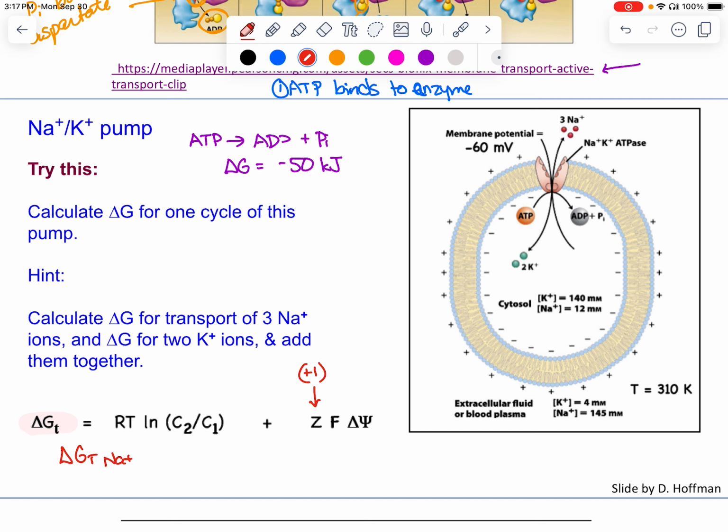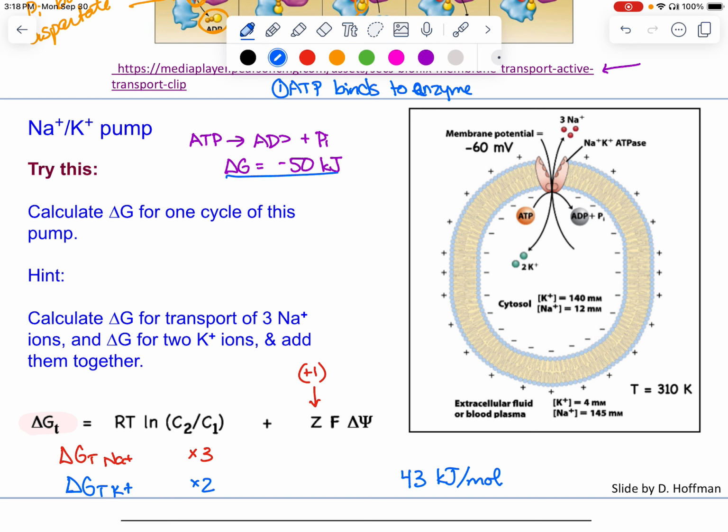So you're doing this for one sodium, and we know we're moving 3 sodiums. Once you do that, you're going to have to multiply the number by 3 to get the total Gibbs free energy change for all 3 sodiums. When you do the same thing for the potassium, you're going to have to multiply it by 2. When you add all of those things together, you should find that the energy needed to run the pump should be about 43 kilojoules per mole. And we saw that we get plenty there.